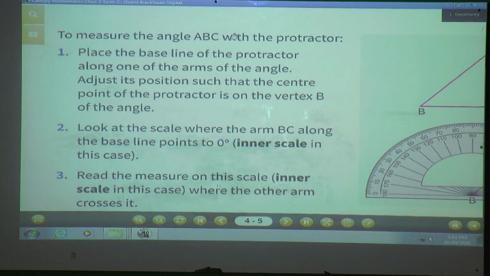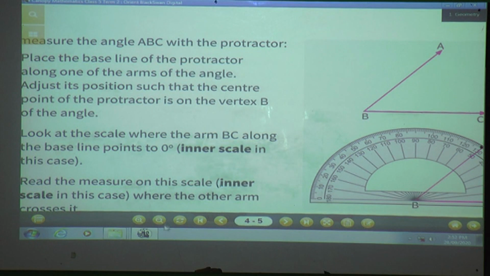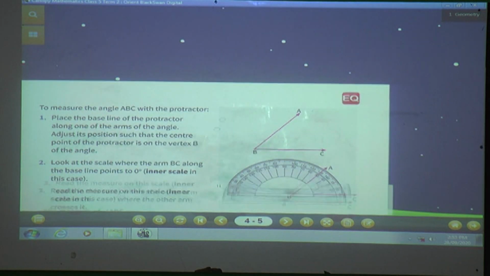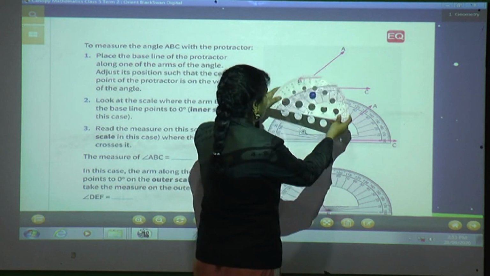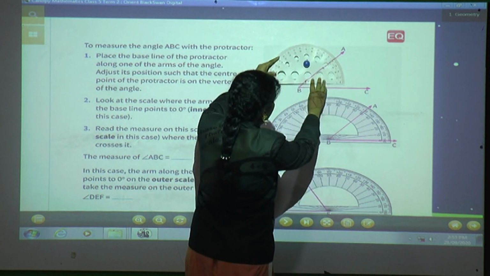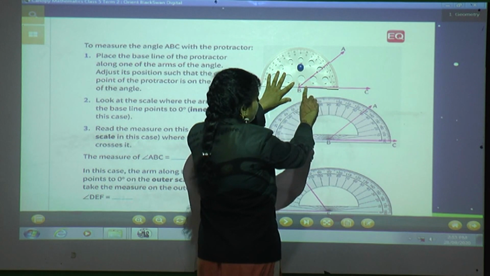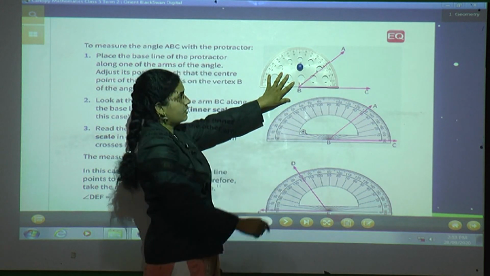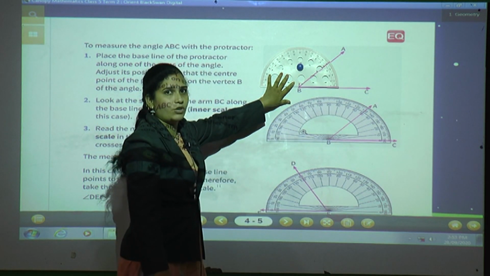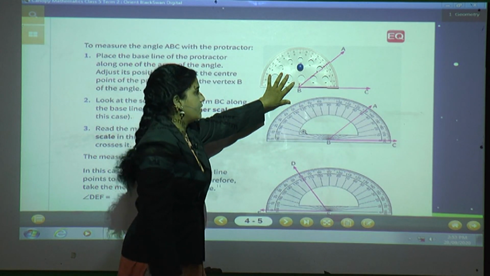To measure the angle ABC with the protractor. Here is angle ABC. Place the baseline of the protractor along one of the arms of the angle and adjust the position of the protractor. See here, to measure an angle we have to place a protractor like this. This is the baseline of the protractor. The center should be on the vertex B. With the help of this protractor we can measure the angle.